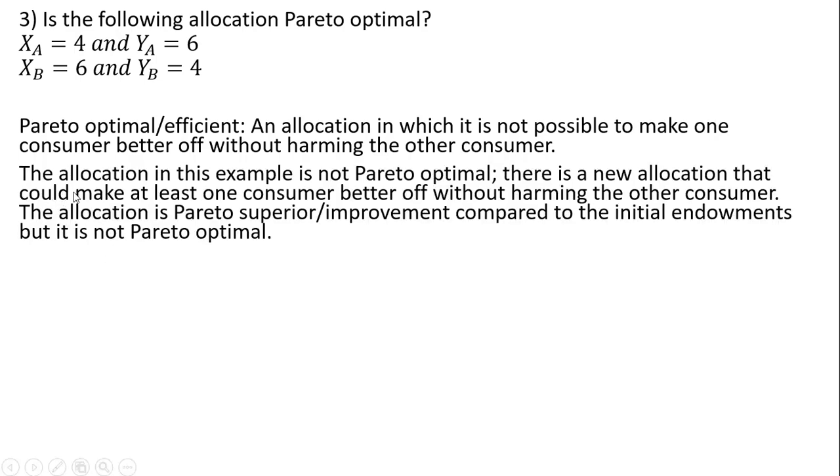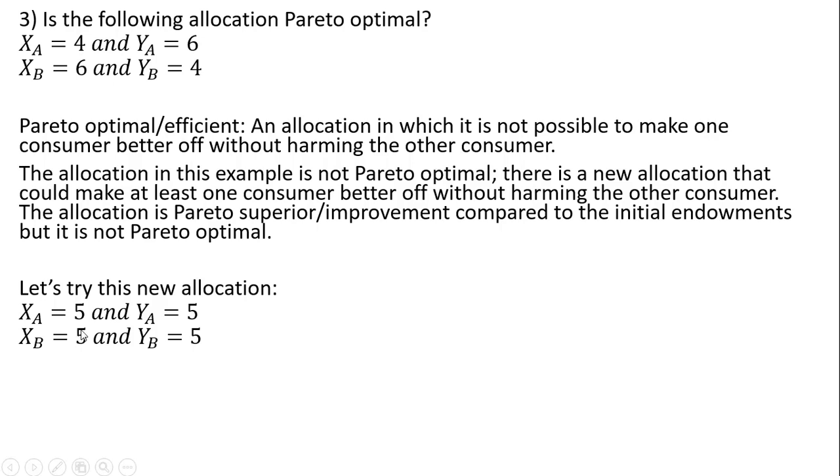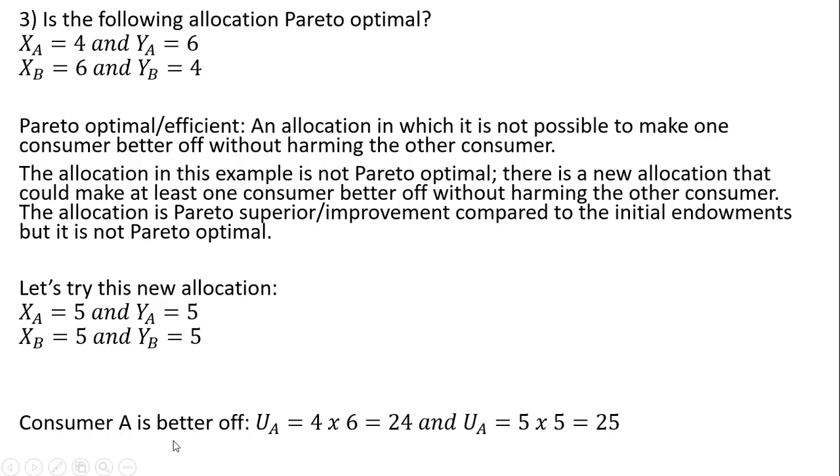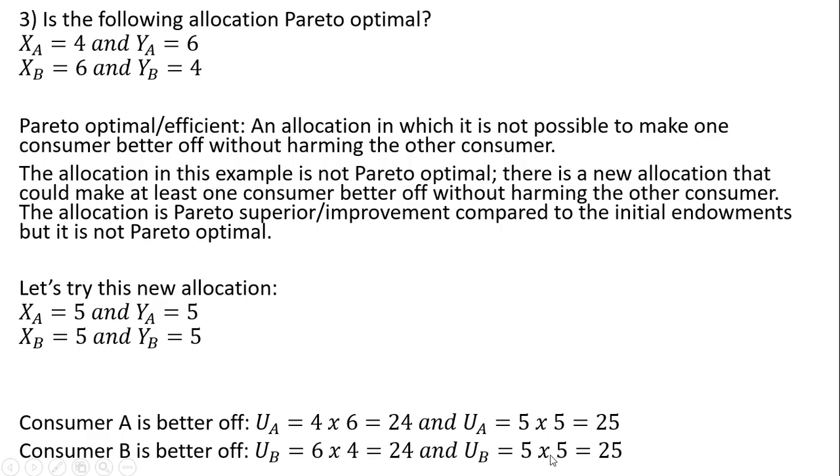What we're going to find out here is that the allocation in this example is not Pareto Optimal. There is a new allocation that could make at least one consumer better off without harming the other consumer. The allocation is Pareto Superior compared to the initial endowments, but it is not Pareto Optimal. So for example, let's try this allocation. Each consumer has 5 units of each good. Consumer A is better off, and consumer B is better off. So this is not Pareto Optimal or Pareto Efficient. We could find an allocation that, like we did in this case, actually makes both consumers better off.